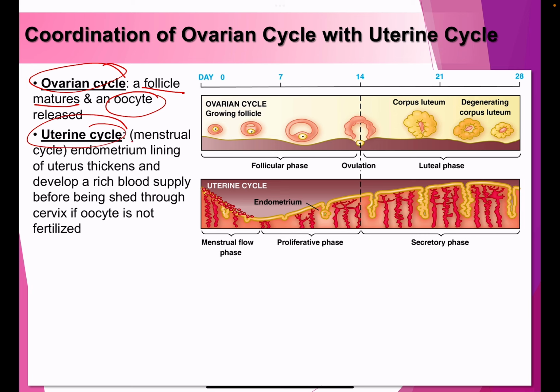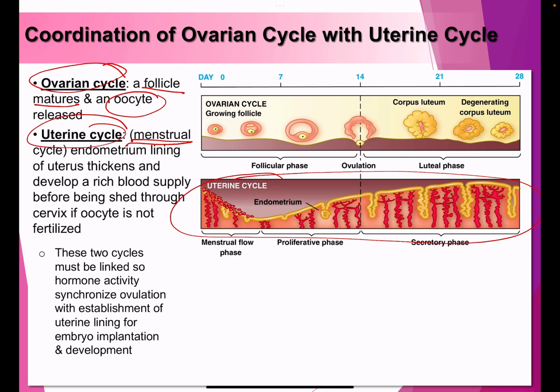The uterine cycle is also known as your menstrual cycle, which is only in charge of keeping your endometrium lining either thick or thin by shedding that blood off. So if the oocyte is not fertilized, it will then be shed off so we can have a completely new, fresh layer of lining in the next cycle, ready for the next oocyte to be released and keep it all fresh for that oocyte to implant for the embryo to form. Now, these two cycles must be linked so that hormone activity synchronizes ovulation with the uterine lining establishment that is perfect for the embryo to implant and develop.